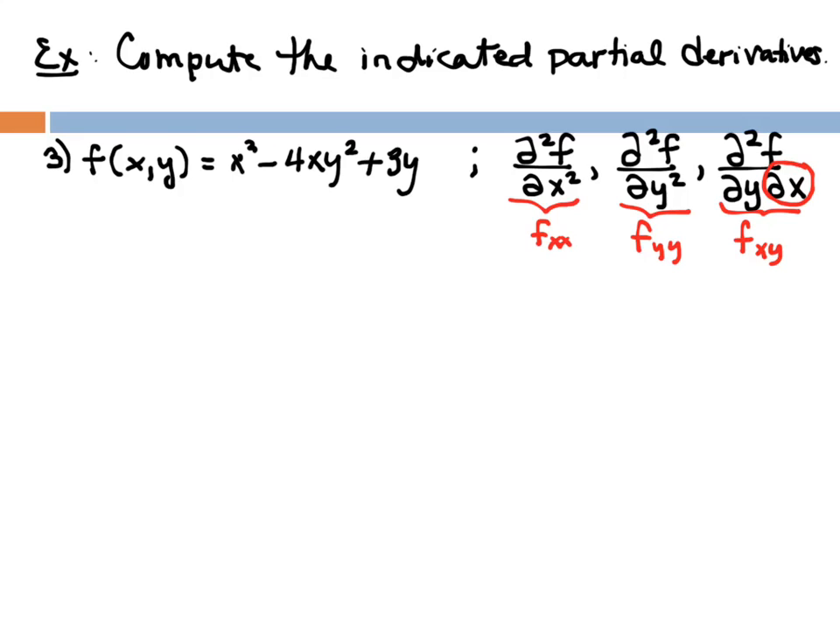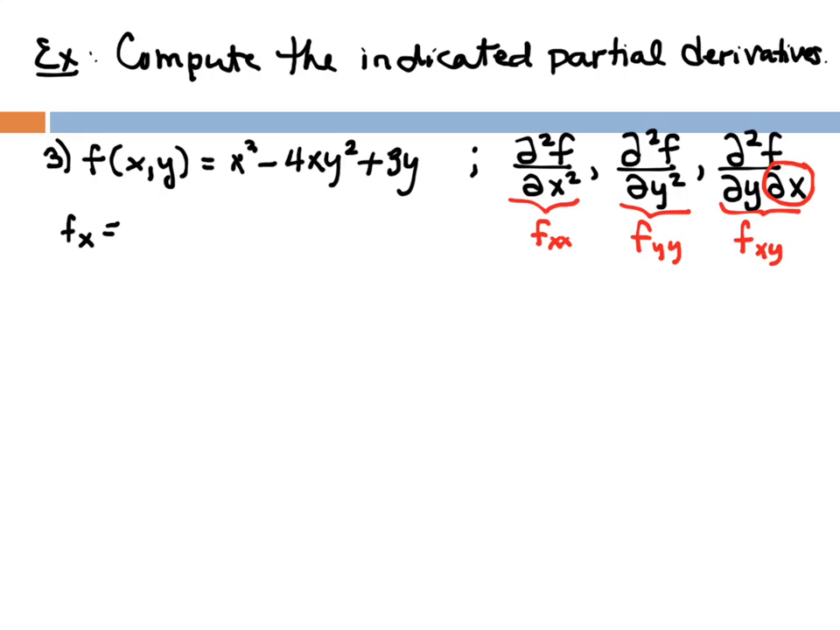All right, so which notation do you want to use? Do you want to use the subscript notation or the ratio notation? Subscripts, that's my favorite as well. All right, so in order to do the partial derivatives it's requesting, we actually have to do the first partials first, obviously. So we need to find f sub x and we need to find f sub y.